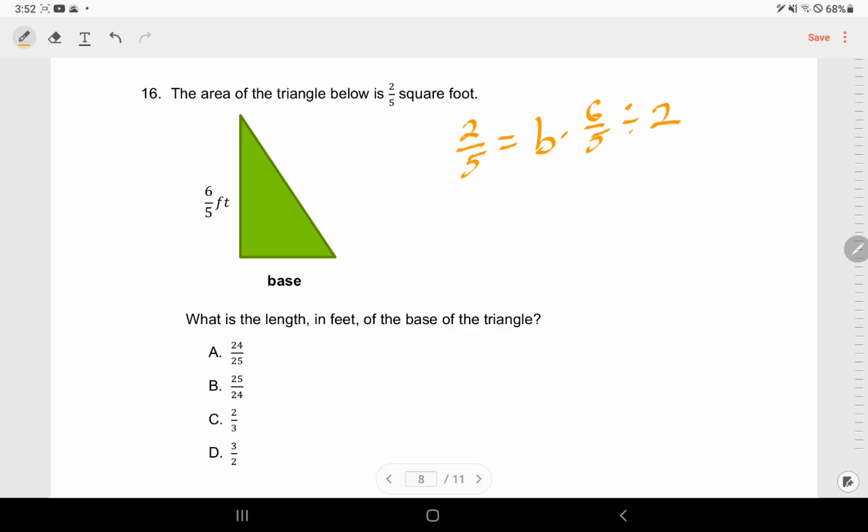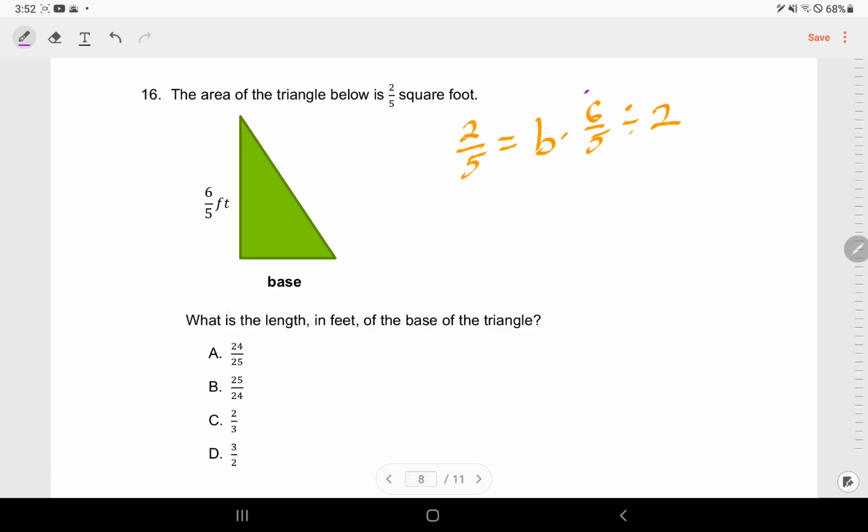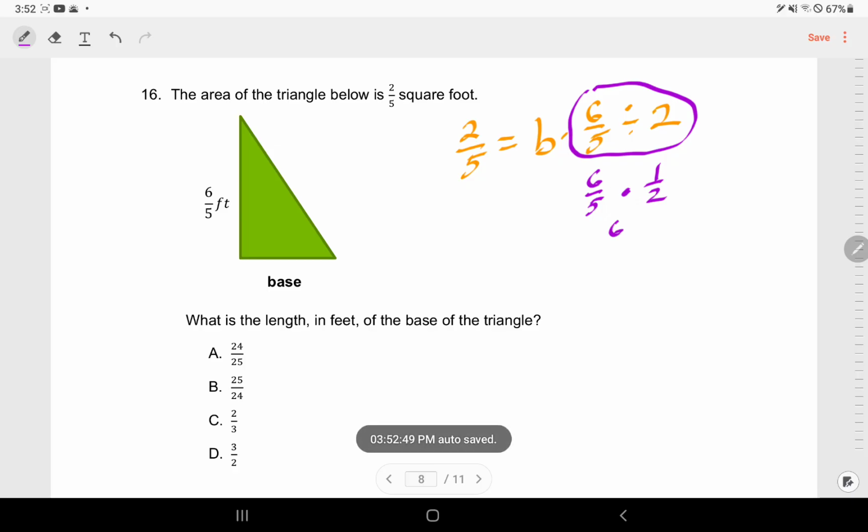Well, in order to work this out, we need to do this piece first. So we keep, change, flip. And so we do 6/5 times 1 over 2. 6 times 1 is 6. 2 times 5 is 10. Well, 2 goes into both. 6 divided by 2 is 3. 10 divided by 2 is 5.